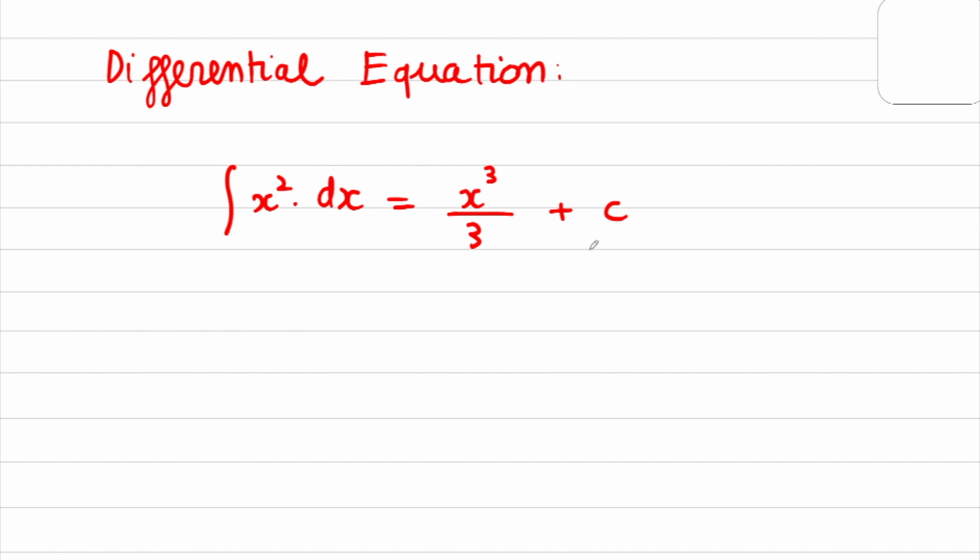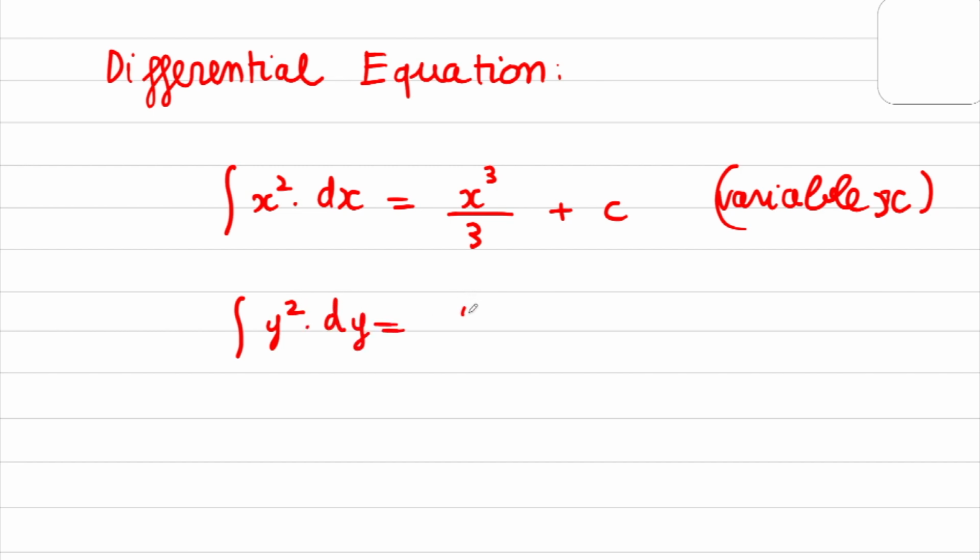So for this expression, the variable is x. How about if I change x to another letter? You will have the integral of y squared dy, and then you get y cubed over 3 plus c. For this example, the variable is y.